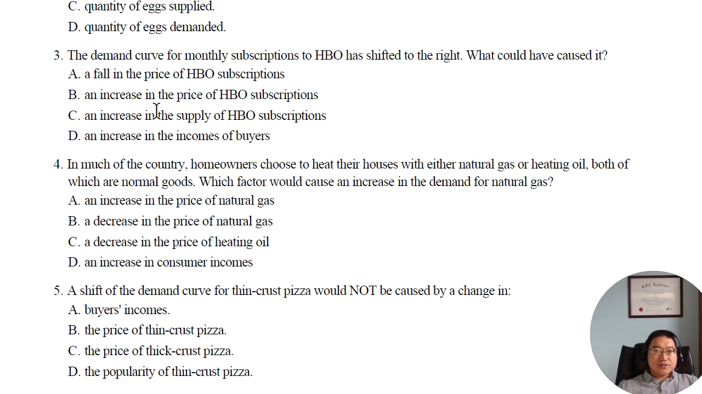B, an increase in the price of HBO subscriptions. Again, same thing, along the demand curve. C, an increase in the supply of HBO subscriptions. It is a supply change. It's not a demand change. So we have no other choice now. Okay, nothing else. And here is D, an increase in the incomes of buyers.